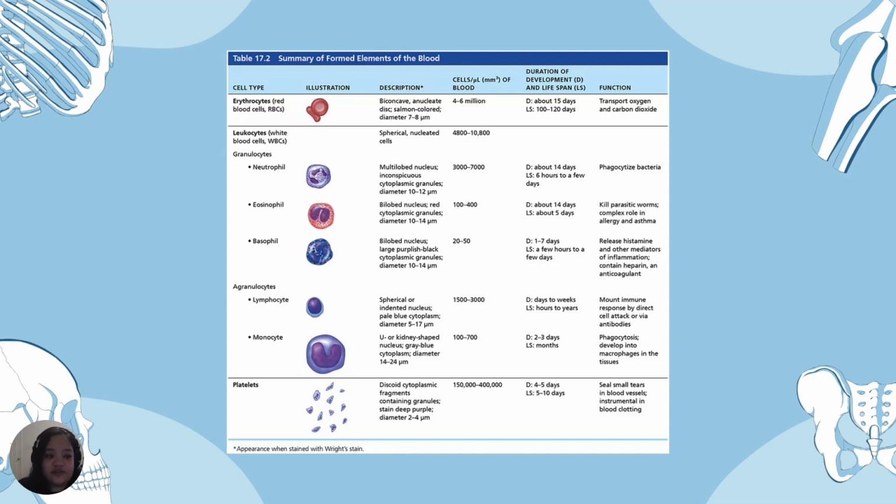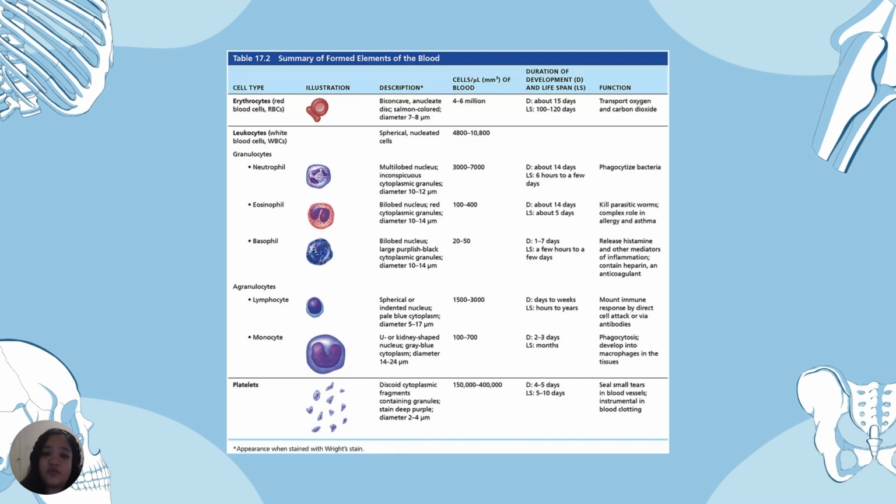Your eosinophils are basically bilobed. They have two lobes, and the granules that are present are stained red, meaning that they are acidic. The function of this is just to kill parasitic worms, and they have a role in allergy and asthma.